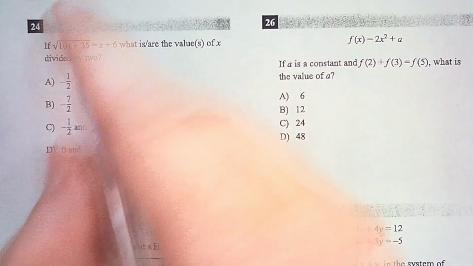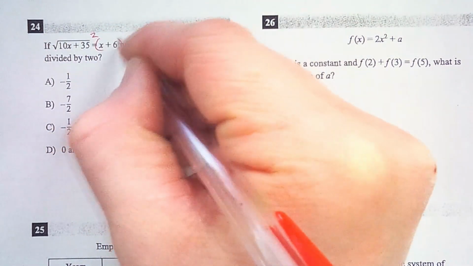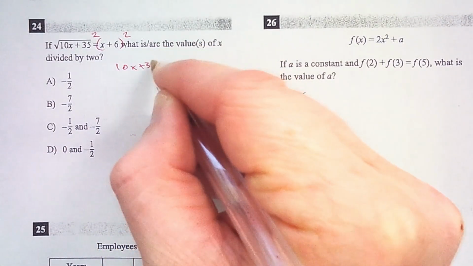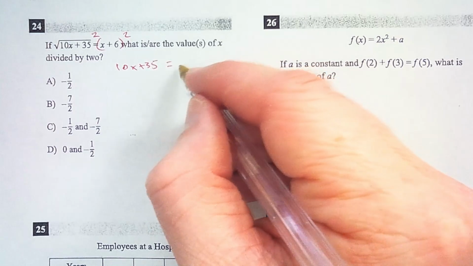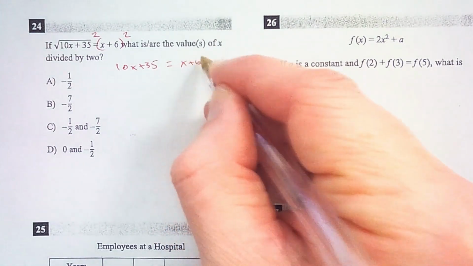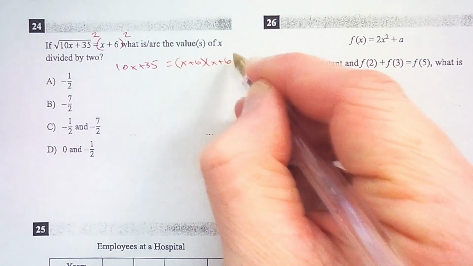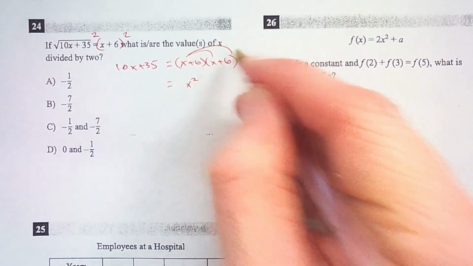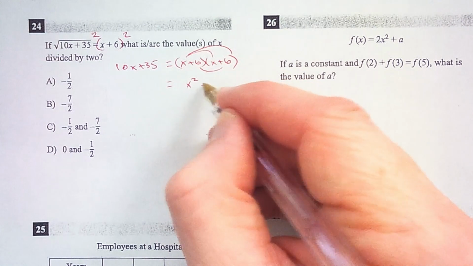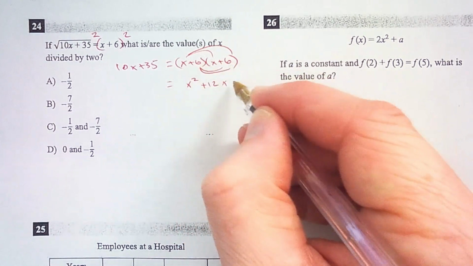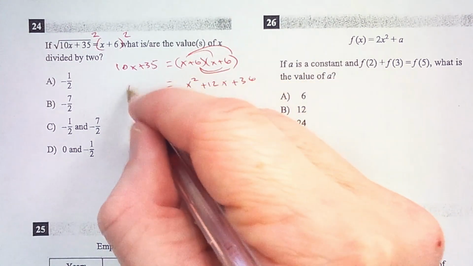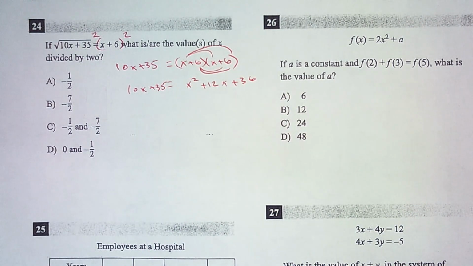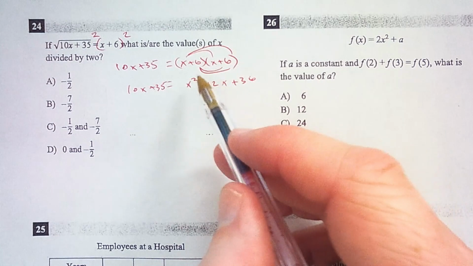Okay, so in order to solve this equation, I need to get rid of this square root, so I can square both sides, which gives me 10x plus 35 equals x plus 6 squared. That's x plus 6 times itself. Okay, so that's x squared plus 6x plus 6x. That's plus 12x plus 36 equals 10x plus 35.